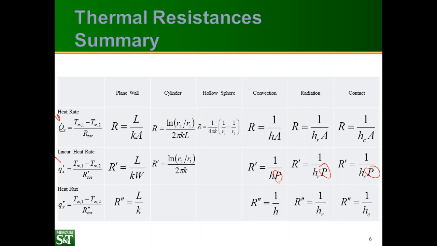And we can also define the heat flux, or Q double prime, which is associated with our R double prime. And here we've eliminated area completely from the plane wall, and we can look at the convection, radiation, and contact resistance here.